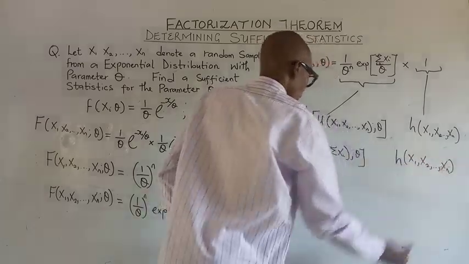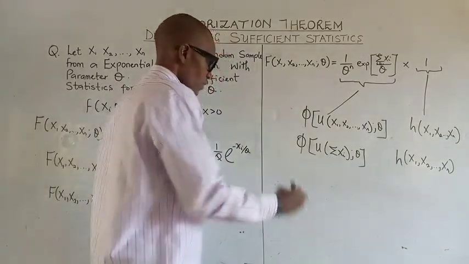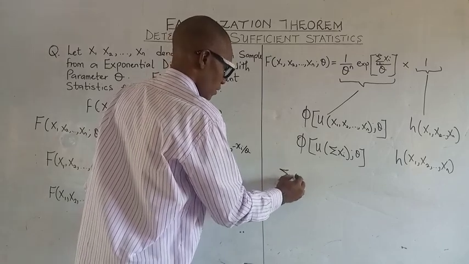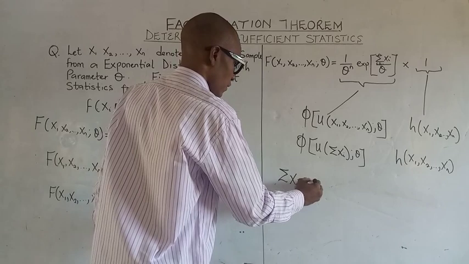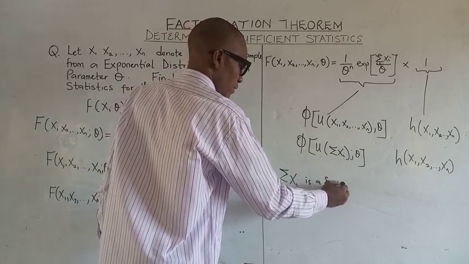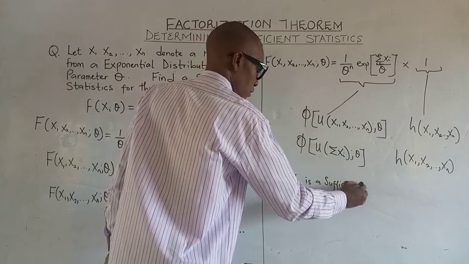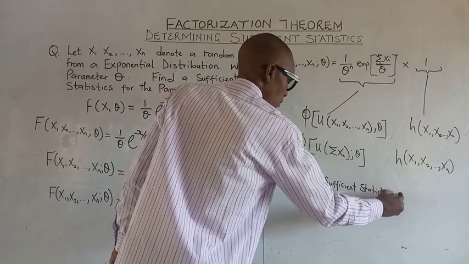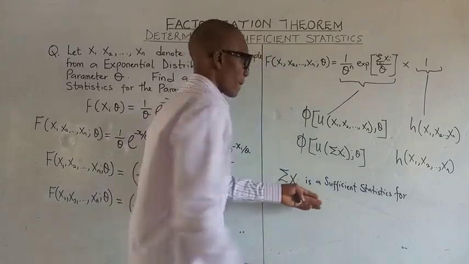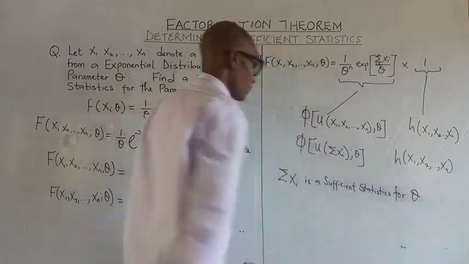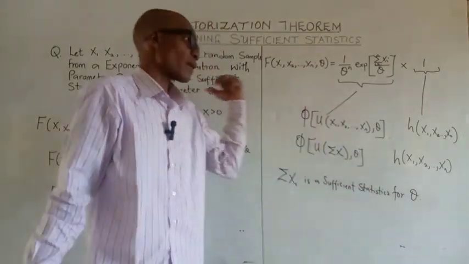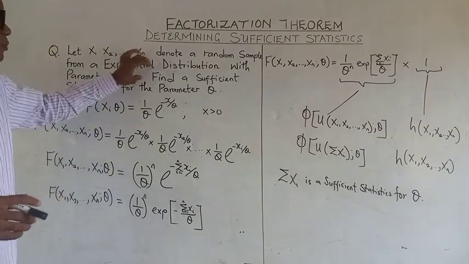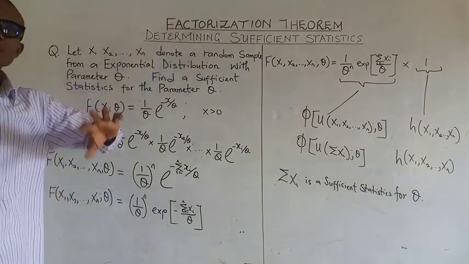So since we have these two components, it is good to say that the summation of xi is a sufficient statistic for theta, since theta is the parameter given in the equation. So this is how to resolve the exponential distribution for the factorization theorem.